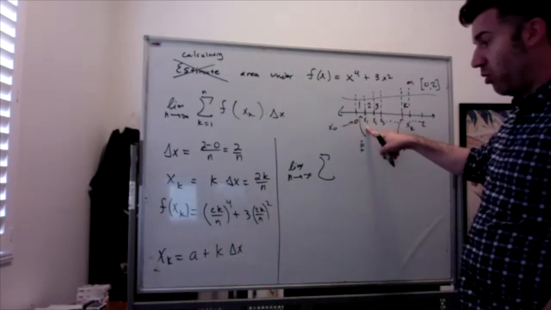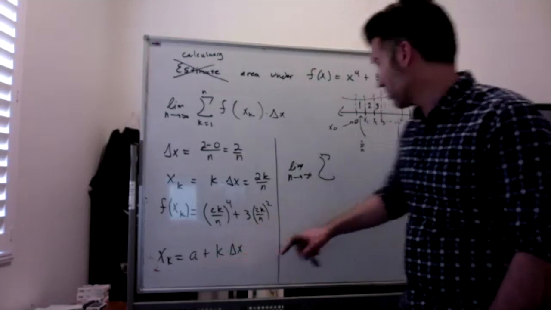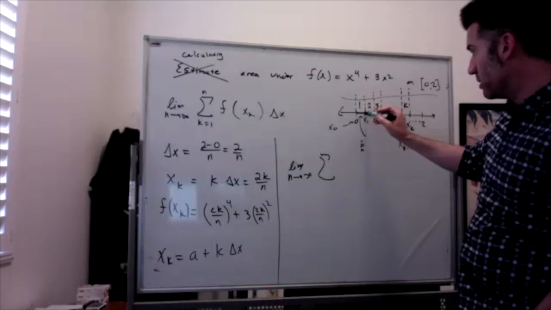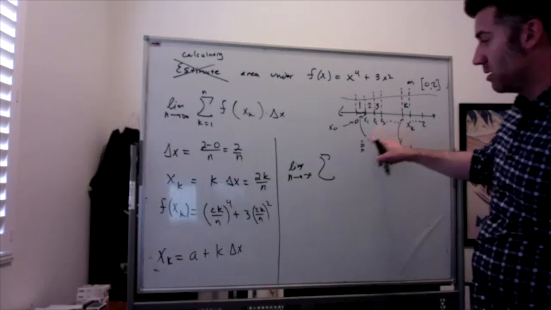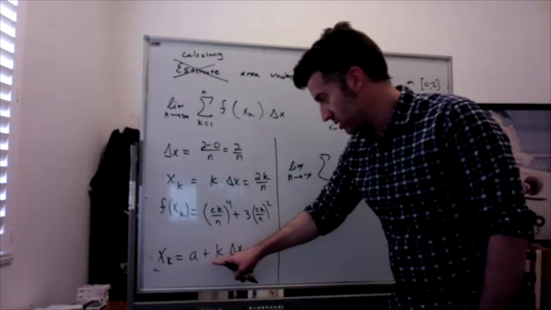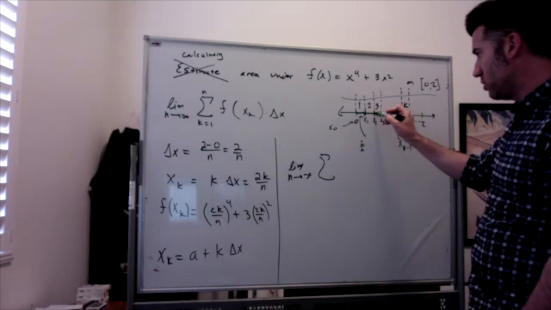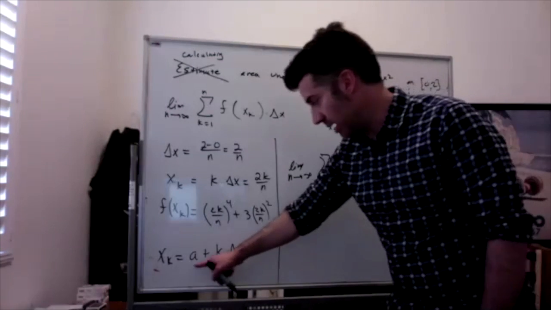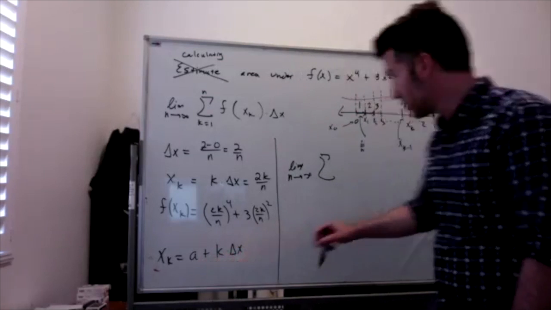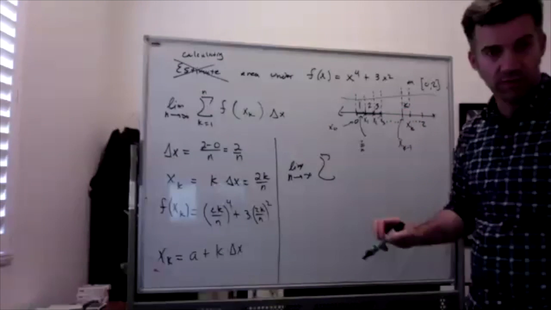So your starting spot is actually x sub 0. And then x sub 1 is a plus 1 times delta x. Well, we exactly went 1 delta x worth over. And then x sub 2 is a plus 2 times delta x. So we're starting at a, and we're moving over 1, 2 delta x's. And then x sub 3 is a plus 3 times delta x. So we're starting at a, and moving 1, 2, 3 delta x's over.